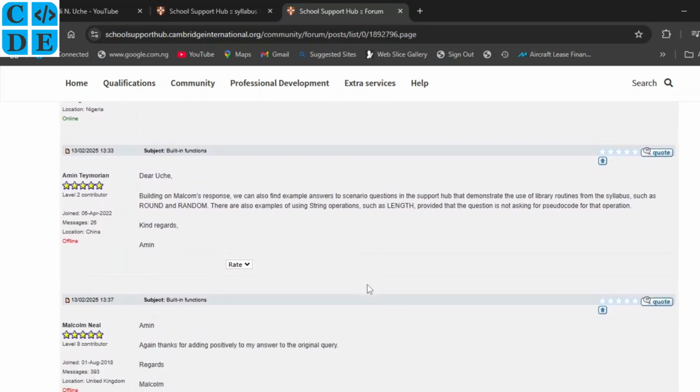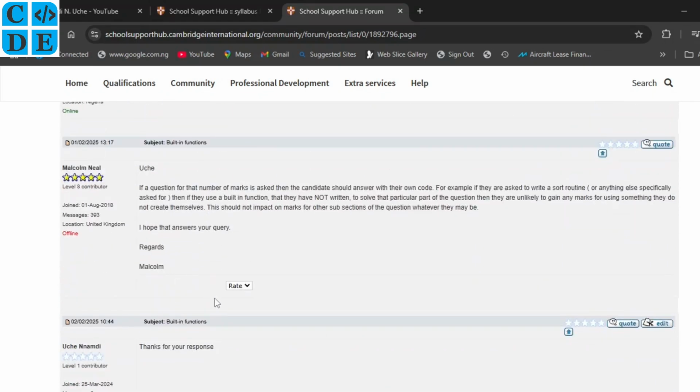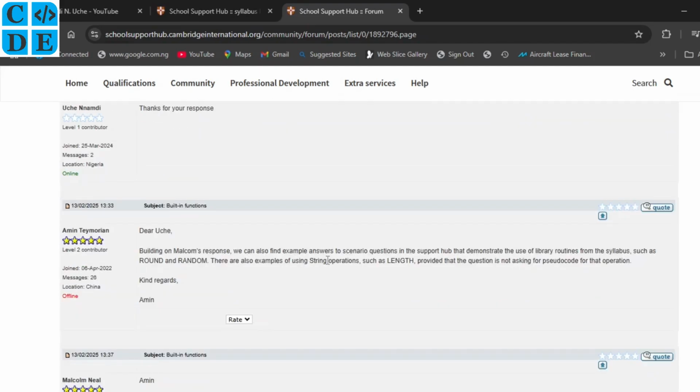I got another response, a further clarification, saying building on Malcolm's response, that is the first response I got, we can also find example answers to scenario questions in the support hub that demonstrate the use of library routines from the syllabus, such as round, random. So for round and random, it is okay to use built-in functions, okay?